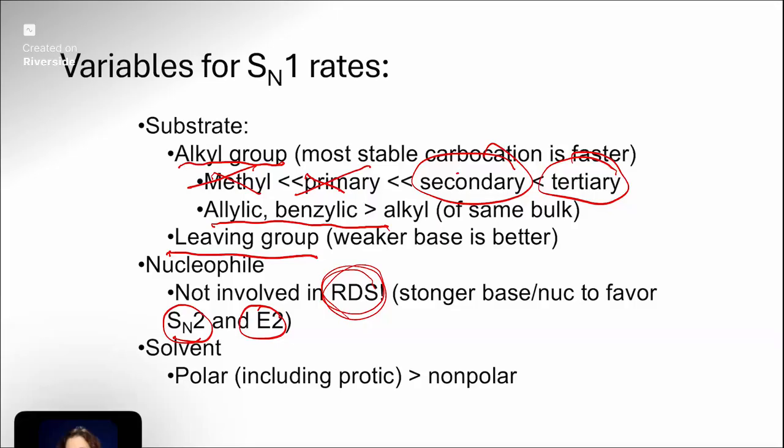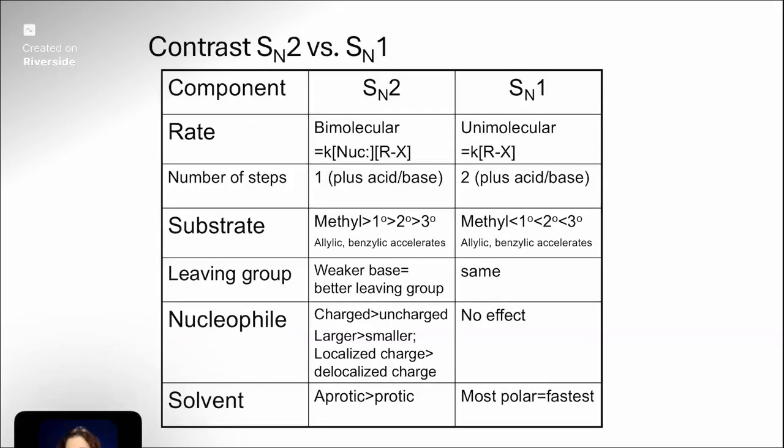And many times you'll see the protic solvents are the most polar. So here's a contrast. SN2, of course, is bimolecular, everything happening at once, both the nucleophile and the substrate in the rate determining step. In SN1, only the substrate is in the rate determining step.